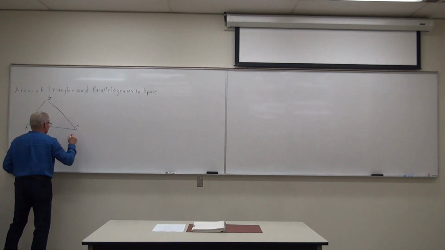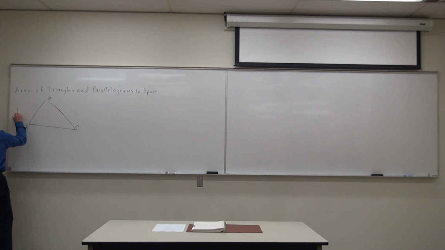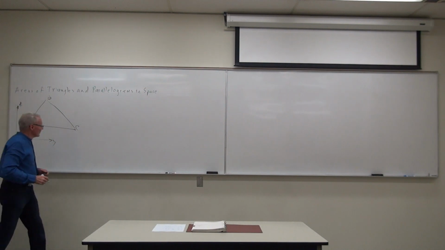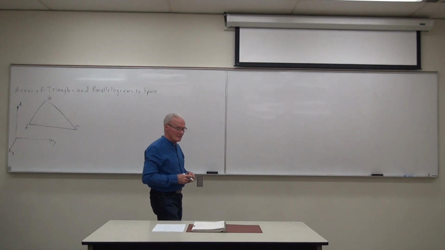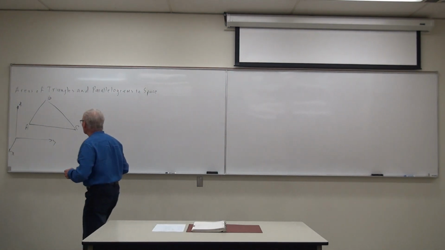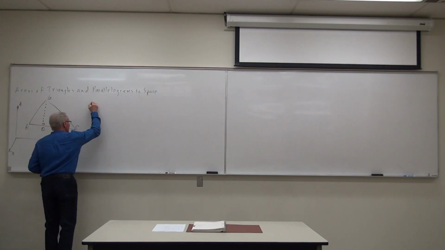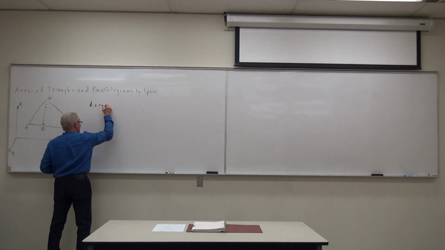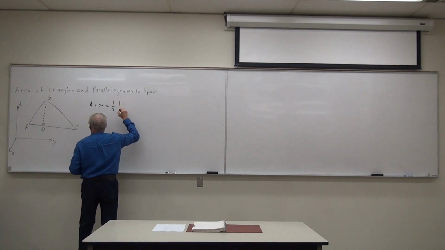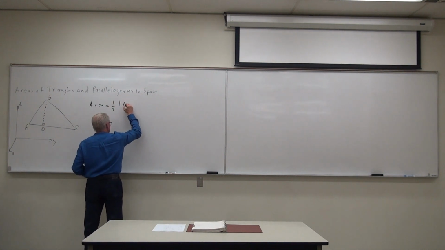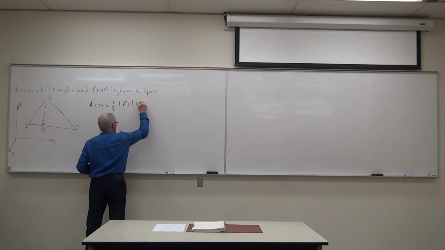So visualize that that's a triangle in space. We put axes here. We want to find the area of that triangle. We could do it by saying, look at the following. Drop a perpendicular from B down to AC, and then we can say that the area is equal to 1/2 the length of AC times the length of BD.